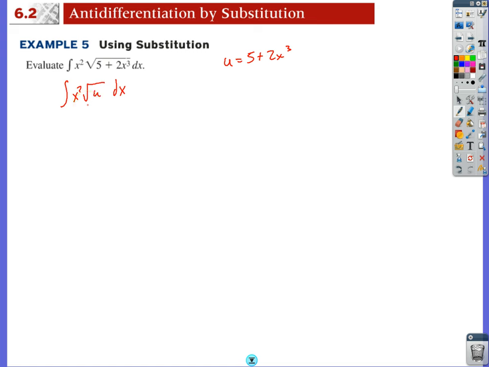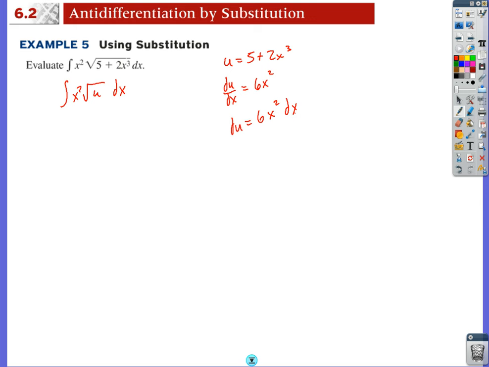So what can I do? Again, I take the derivative. And again, the experience part tells me, when I take the derivative, du dx, what's going to happen here? Well, I'll take the derivative of 5, that's 0, and of 2x cubed. Oh, well, the derivative is going to be 6x squared. And then I can multiply by a dx, and I get du is equal to 6x squared dx.